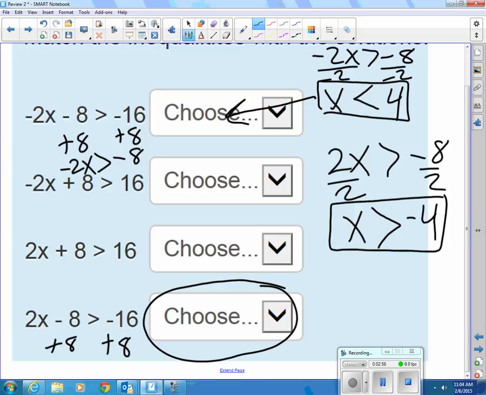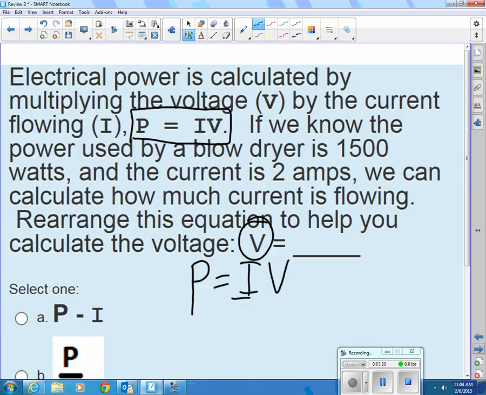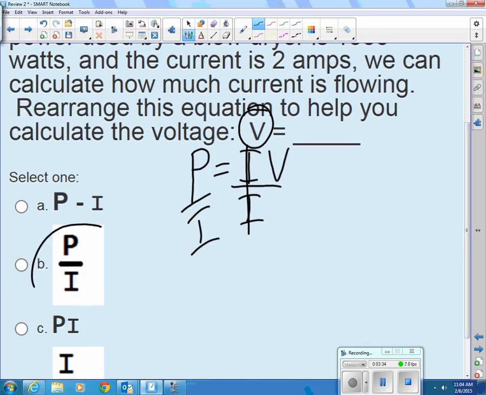So those are 2 examples there. Follow the same pattern for the other 2. So if I have an equation, the power is equal to the current times the voltage, and I want to say, well, the voltage equals what? So I want to get the V all by itself. Well, the V is being multiplied by I. The opposite of multiplying by I is dividing by I. So P divided by I is equal to V. And that's what they wanted. They wanted V is equal to what? Well, P divided by I.